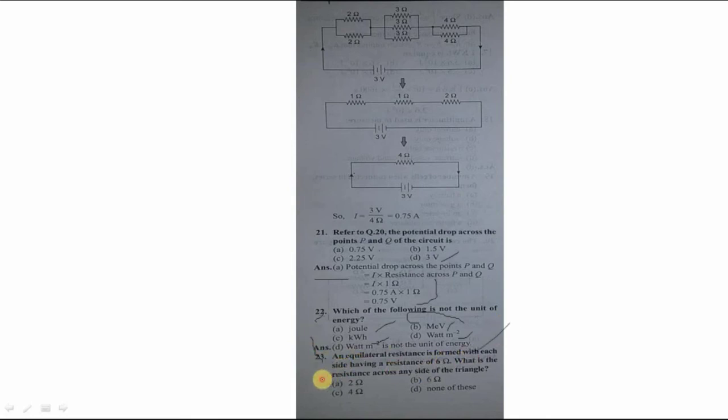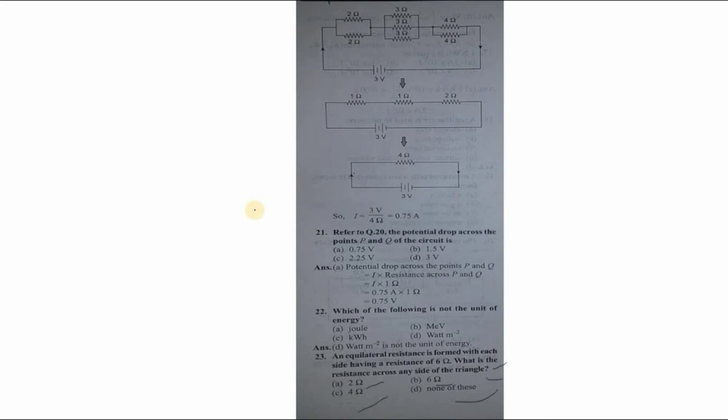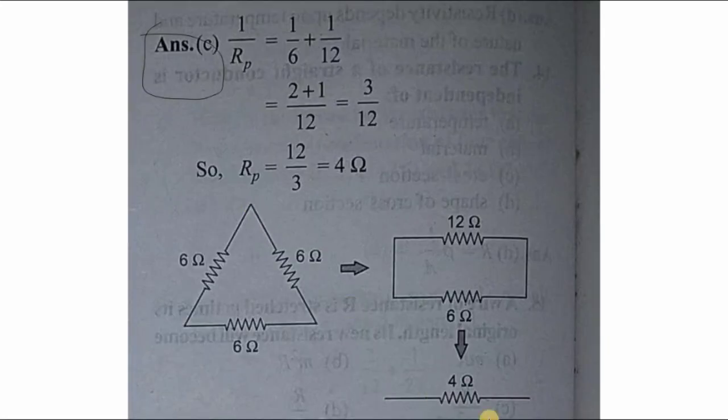Now question 23. An equilateral triangle is formed with each side having a resistance of 6 ohm. What is the resistance across any side of the triangle? 2 ohm, 6 ohm, 4 ohm, none of these. And its answer is option C. Option C is the correct answer. And you can see the explanation.